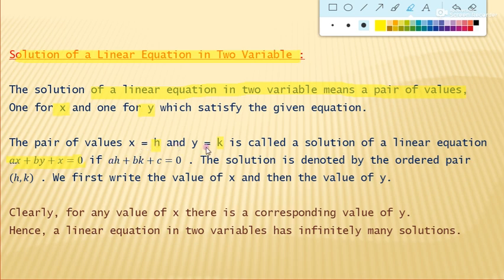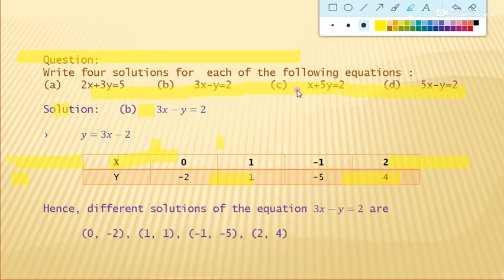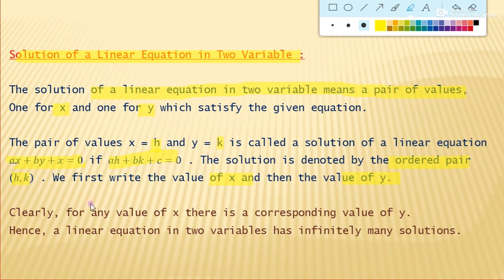If we put x is equal to h and y is equal to k, we get the solution. The solution is denoted by the ordered pair (h, k), as we have seen previously. We first write the value of x, then the value of y. After doing this example, we are very clear about this: for any value of x, there is a corresponding value of y. Hence, a linear equation in two variables has infinitely many solutions. I hope you understood.